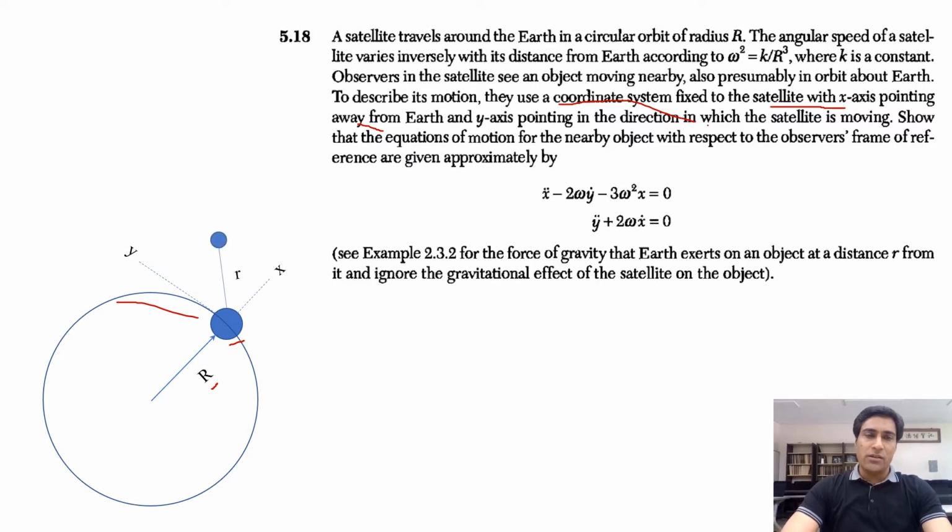So this is the object. It is also moving around Earth, and its distance from Earth is r naught, and the distance of the object from the satellite is r.